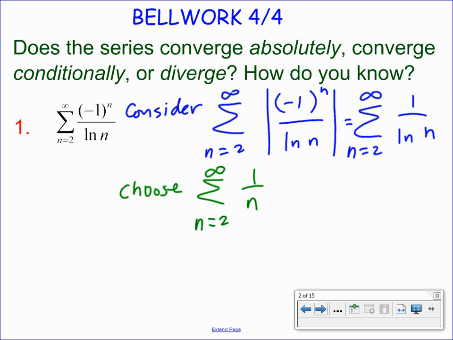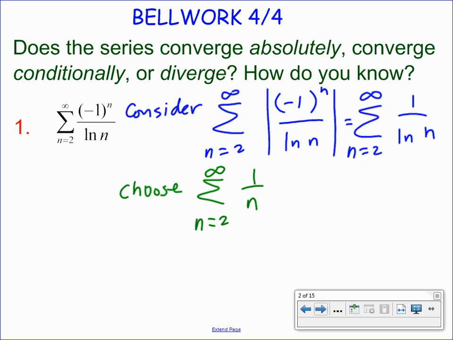What do we know about the harmonic series 1 over n? Does that converge or diverge? Courtney? It diverges, right? So now let's consider the value of the nth term in my original, 1 over ln of n, versus the value of the nth term in the harmonic, 1 over n. Natural log of n is going to shrink my input. The natural log of 6 is less than 6 straight up. The natural log of 8 is less than 8 straight up. And so, because I'm making the denominator slightly smaller, the overall fraction is larger.